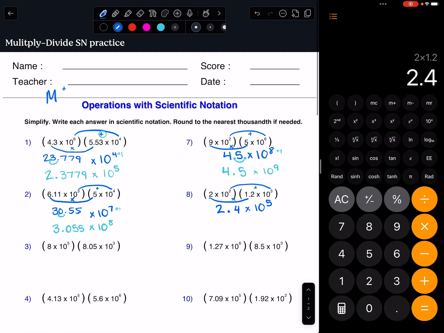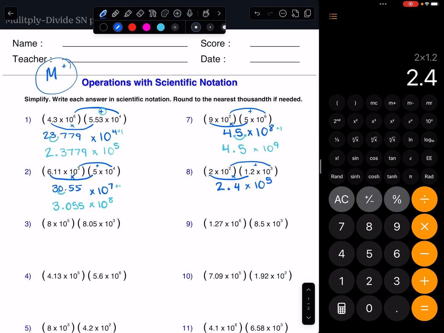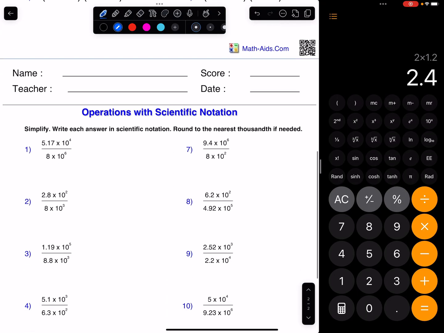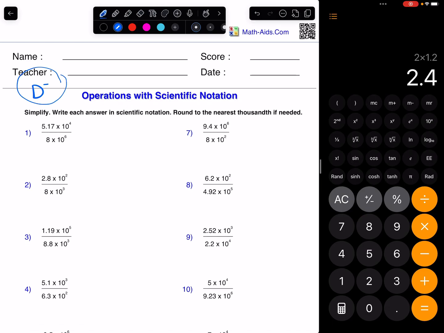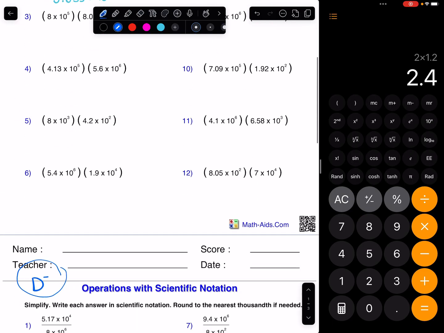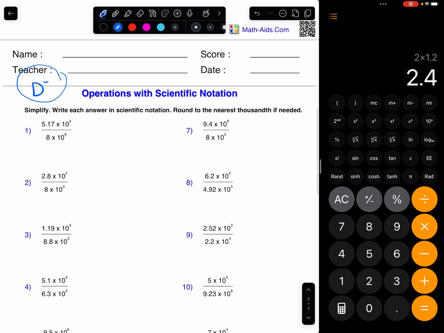So let me make a note up here. Oh, I already did. That's my note. Down here, my note is that we are going to divide and we are going to subtract our exponents right there. So that's my note right there. So multiply, you add; divide, you subtract. So I'm going to subtract my exponents. 4 minus 6 is negative 2. So I'm going to say times 10 to the negative 2.